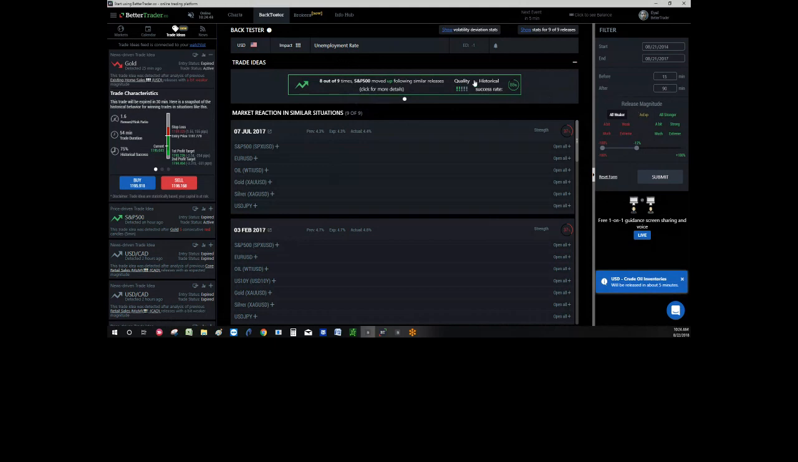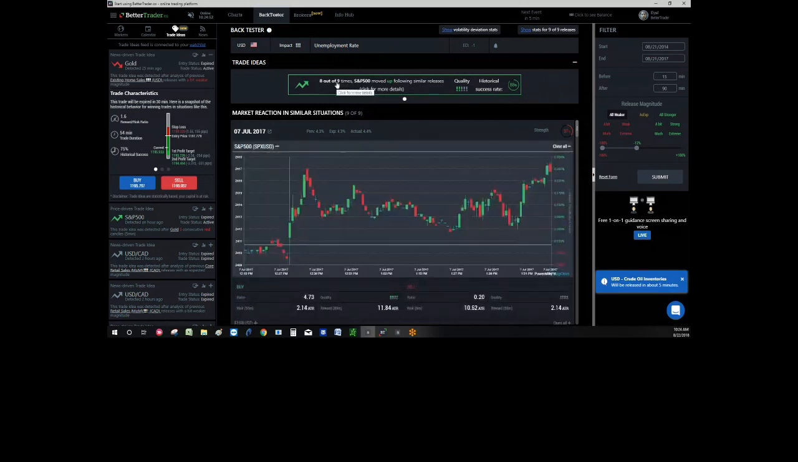What happens if the unemployment is going to be negative? And here, it's a simulation that we already ran for you. Let's open the charts. I can see here, 8 out of 9 times, the S&P moved up following similar releases of negative unemployment rate. So from the trade idea on the top, negative unemployment rate lifts the S&P 500. Sounds weird, right? But let's dig inside.